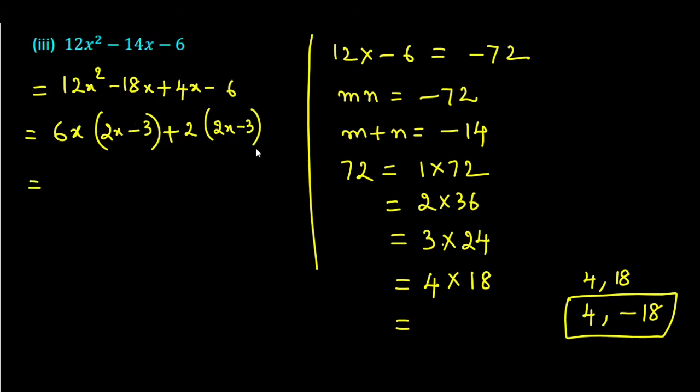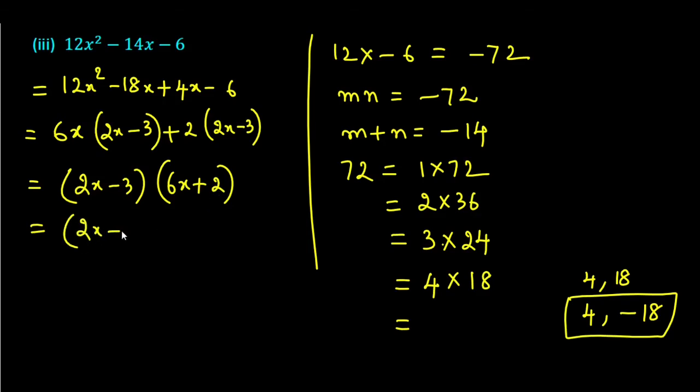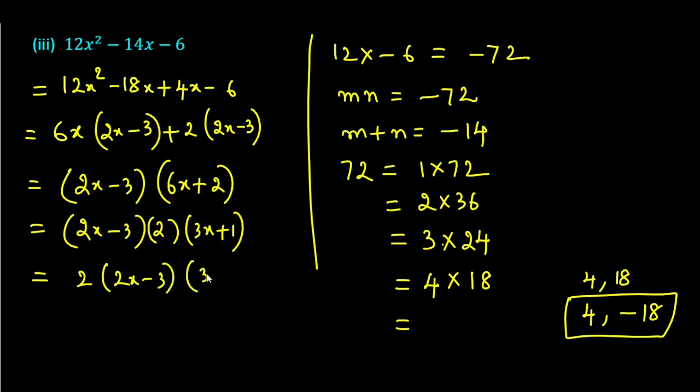Taking 2x − 3 as a common factor from these two units, we get (2x − 3) into (6x + 2). 6x + 2 can be written as 2 into (3x + 1) when we take 2 as common factor. So (2x − 3) into 2 into (3x + 1). So we can rewrite it as 2(2x − 3)(3x + 1). We can factorize this one taking the common factor 2 initially itself.